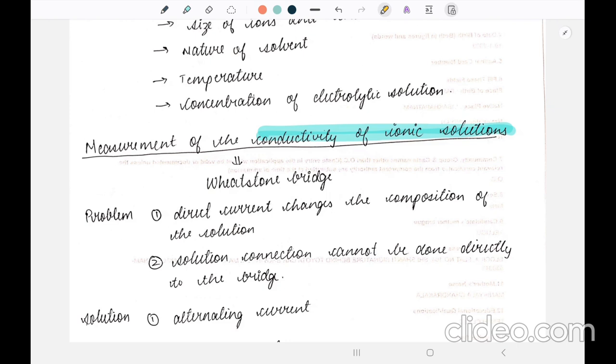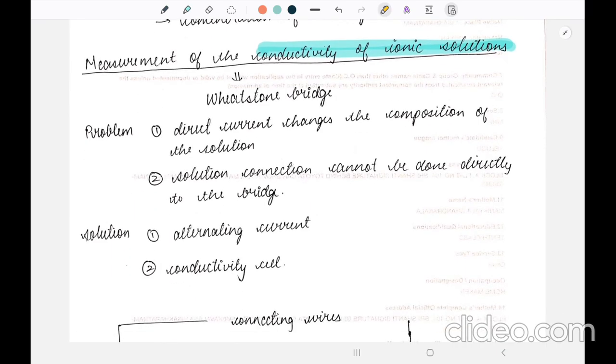So in this method, we generally encounter two problems. The first problem is that the passing of the direct current changes the composition of the solution. The second problem is a solution connection, that is, the solution cannot be connected directly to the bridge. So what is the solution for the two problems? For the first problem, we can substitute the direct current with alternating current.